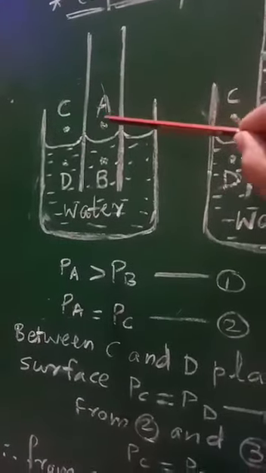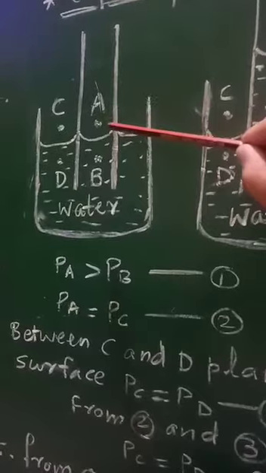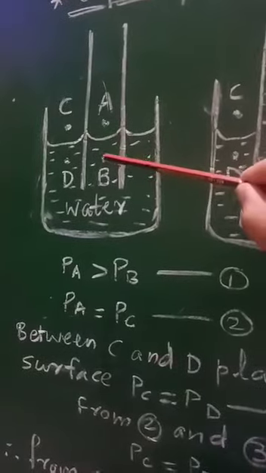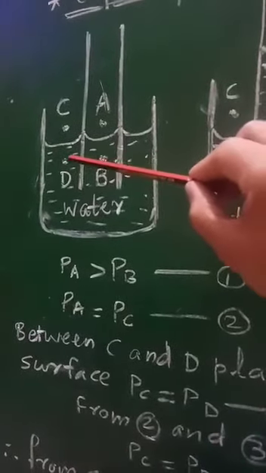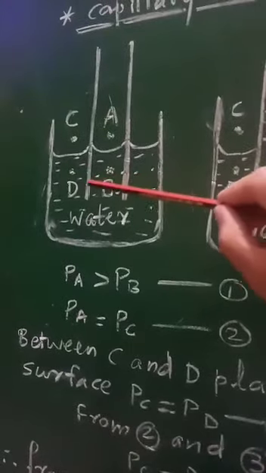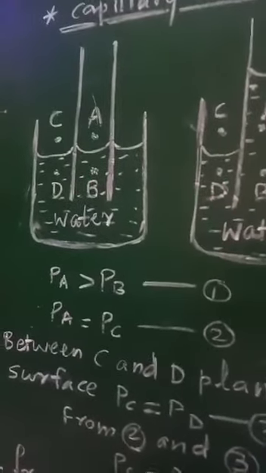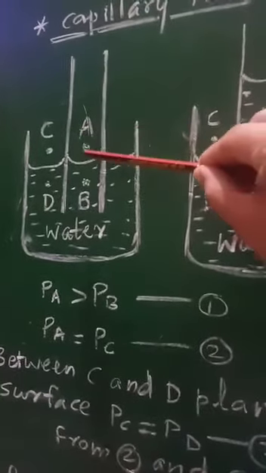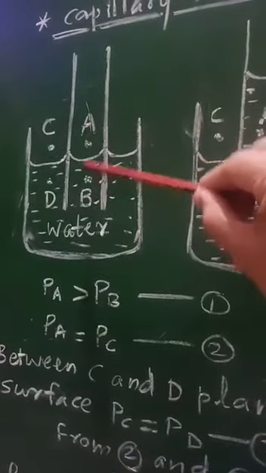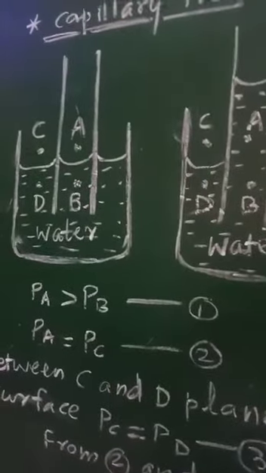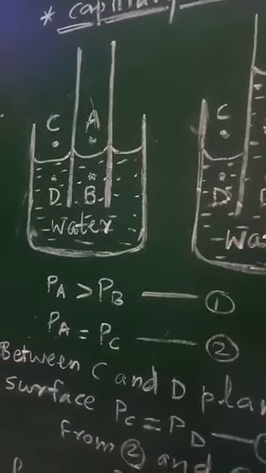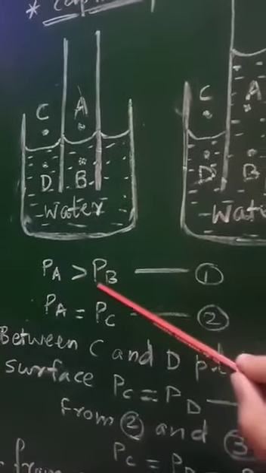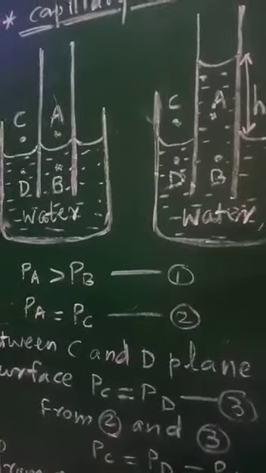As points A and C are at the same level, therefore the pressure at these points will be the same. Similarly, points B and D are at the same level, therefore the pressures at these points will be the same. But now we know that the pressure on the concave surface is always greater than the convex surface inside the capillary, and therefore the pressure at point A must be greater than the pressure at point B, and therefore PA is greater than PB, equation number 1.